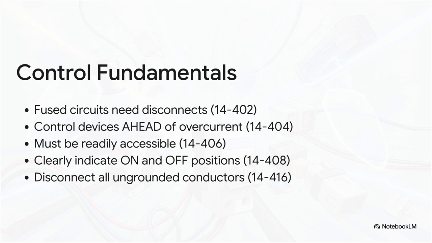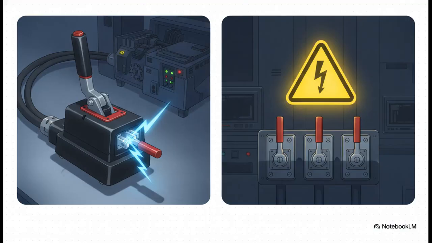There are a few super specific exceptions, like switchboard instrument circuits at 250 volts or less, and voltage transformer primaries 750 volts or less. And when you're actually installing them, Rules 14-408 and 14-410 mean you can't leave the next electrician guessing. They absolutely must clearly indicate on or off and have their current-carrying parts safely enclosed in metal or fire-resisting material.